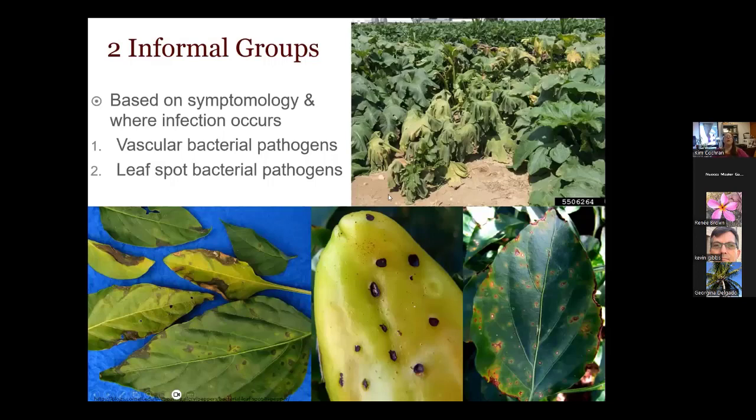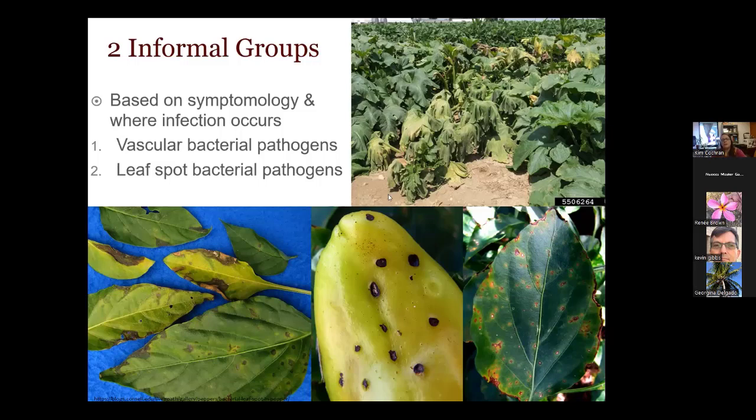Okay, so for the purposes of class, I'm kind of trying something new this past year or so on dividing up bacteria a little differently. So for this class, we're going to group them in two informal groups based on symptomology and where the infection occurs. So we will talk about vascular bacterial pathogens, which you can see an example of on that top photo with bacterial wilts of squash. And then we'll talk about leaf spot bacterial pathogens. And they're exactly what they sound like, leaf spots.